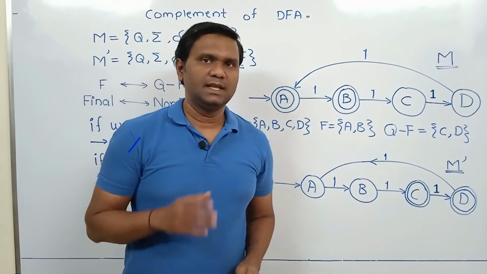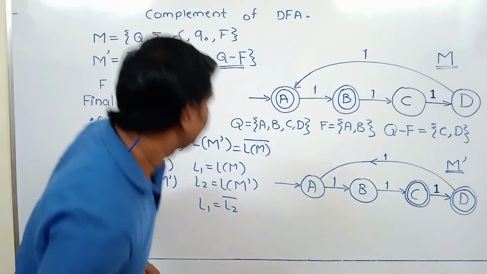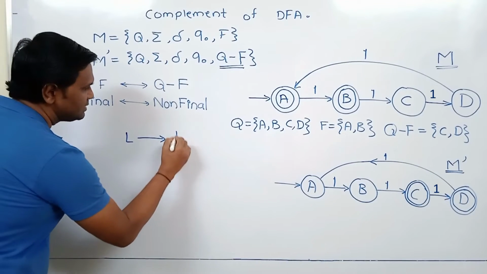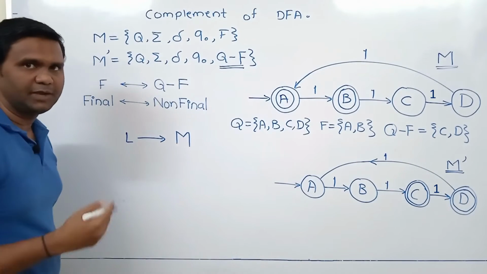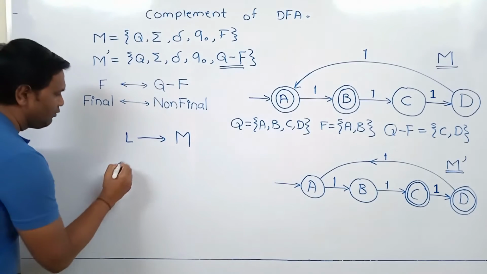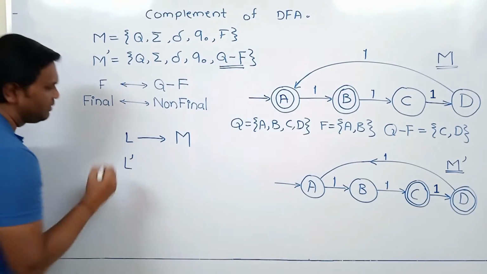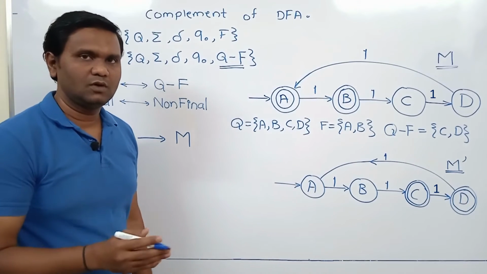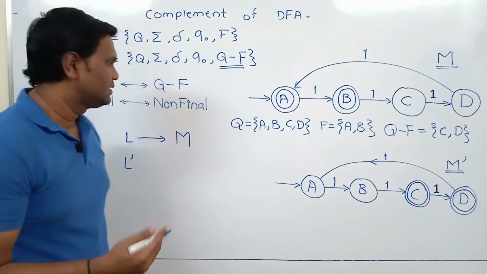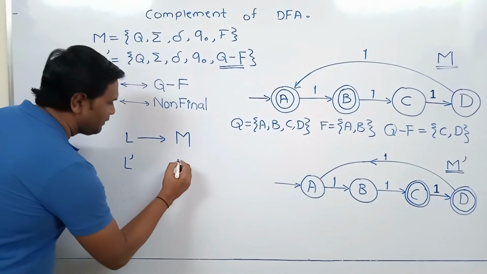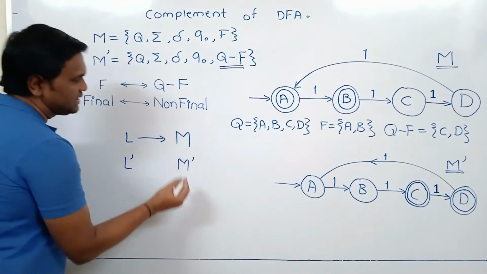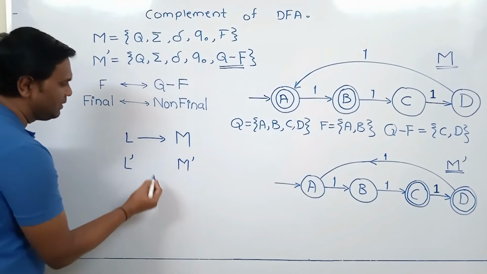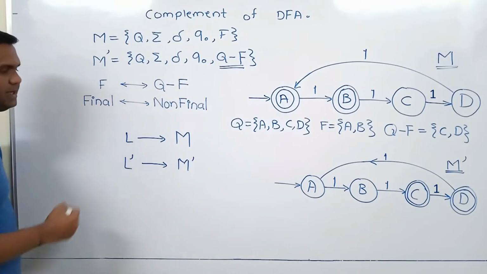Now based on this, there are some simple logical results. For language L, if you design some DFA M, it may be minimal, it may not be minimal. Now we want to design a DFA for L complement. We do not have to apply some extra logic or take any extra effort. We simply take the complement of M, we change final states to non-final and non-final states to final, and this DFA M complement will recognize language L complement.